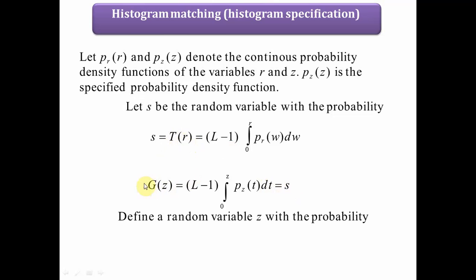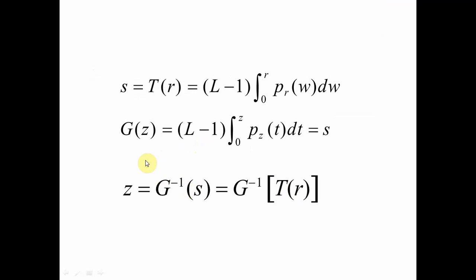If G is taken here, it will be the reciprocal, that is G inverse, like this. The equation is the same. So G of Z, that is the transformation G on Z, should be equal to the transformation on R. When I take G from this side to this side, that will be G inverse, G inverse of S, and this is G inverse of the transformation on R.